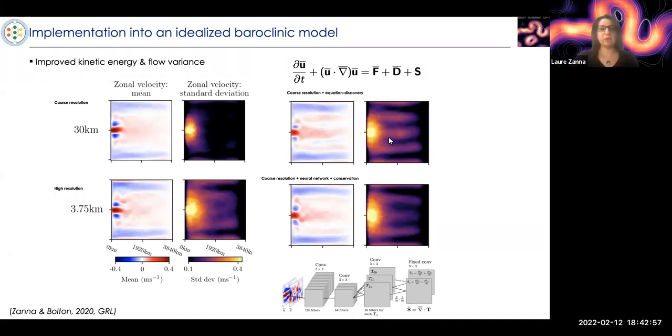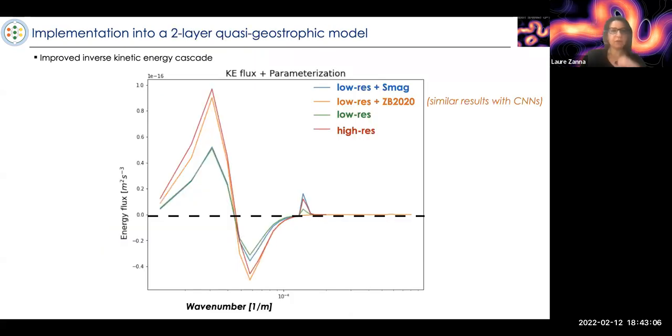So building in constraint and conservation is actually not enough, as we thought it would be, at least in this case. So if we move on to the implementation, it's something a little bit more complicated.